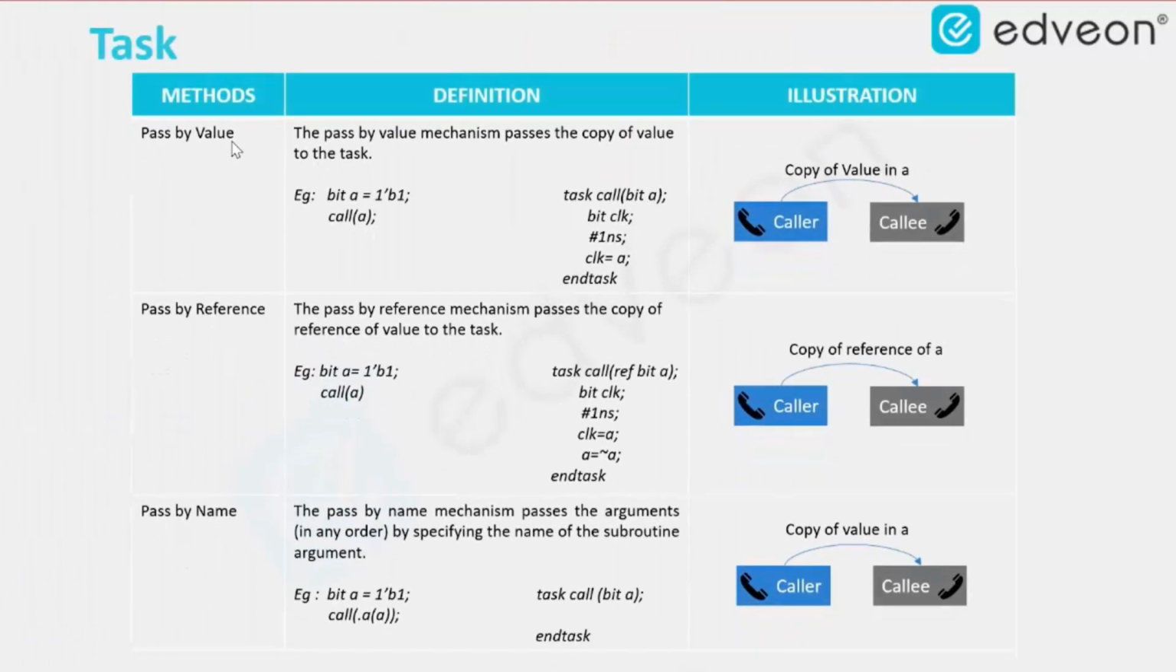Similar to a function, task arguments can also be passed by value, by reference, or by name. As we saw, pass by value is passing a copy of a value, pass by reference is passing a reference, and pass by name is to make sure that when there are too many arguments we don't connect or map to the wrong argument.